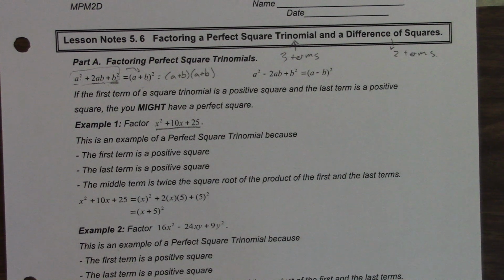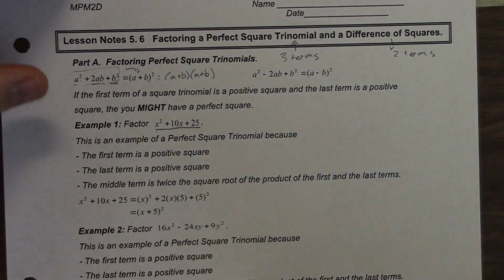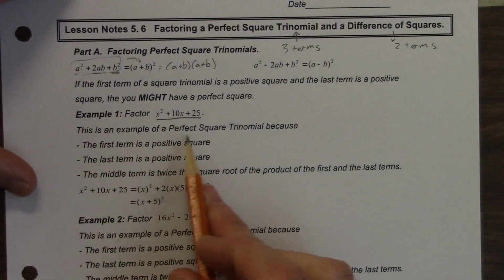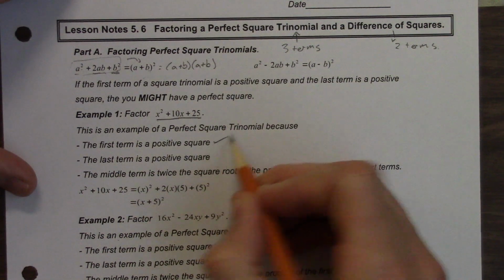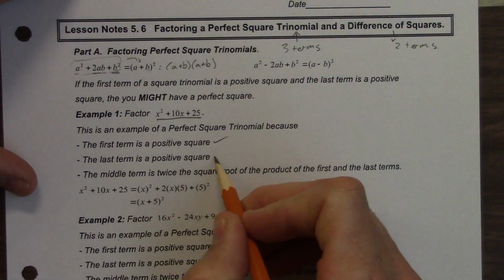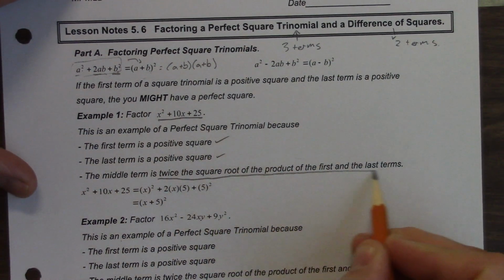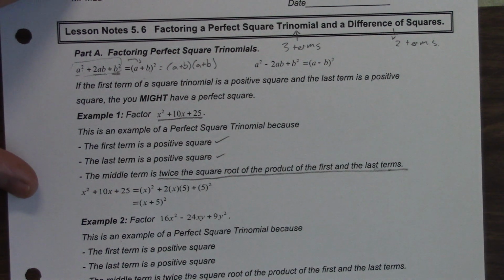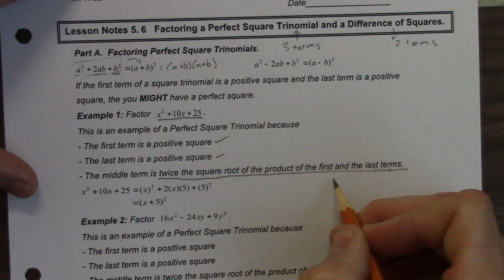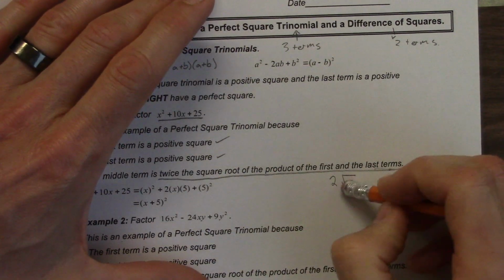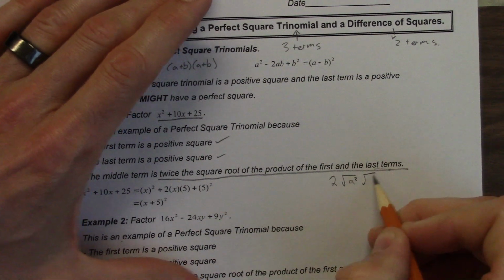First term, perfect square, yes. Last term, perfect square, yes. The square root of those 2 terms times 2. Is it the middle term? Yes, you have a perfect square trinomial. Okay? So this is what we're looking for. Here's how we find a perfect square. First term, positive. Sorry, it has to be positive. Last term, positive square. Yes. Middle term is twice the square root of the product of the first and the last terms. So basically all of that is to say it's 2 times the square root of a squared times the square root of b squared, basically, right?